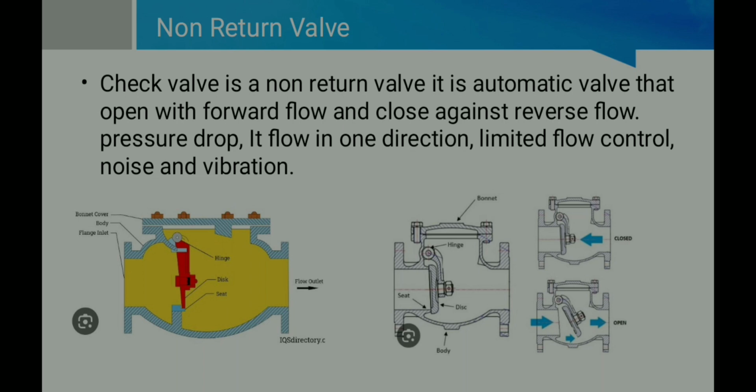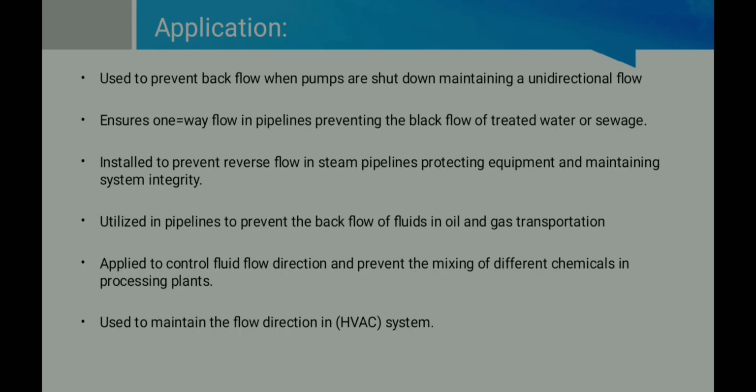So let us look at the parts of a check valve. We have a seat, a disc, a hanger, an outer body, a flange inlet, and a bonnet. On the next image we can see what the positions look like. At the top we have the position of a closed check valve and at the bottom we have an open check valve.